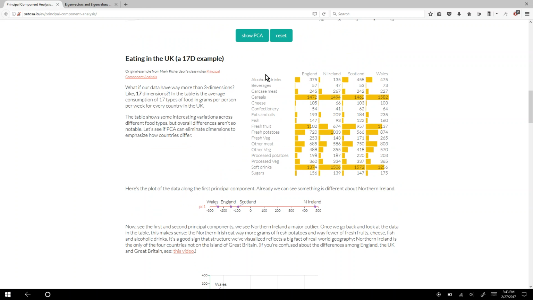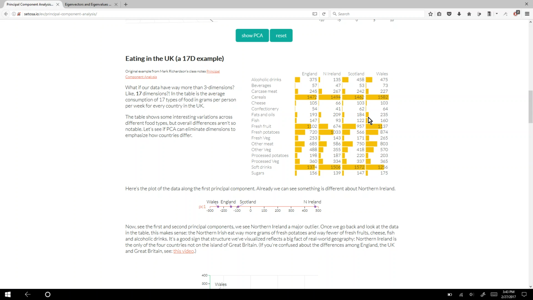We asked people in the UK about 17 things: how much alcohol do you drink, how many cereals or grains do you eat, how much cheese, how much fish do you eat, how much fresh fruit, how many potatoes do you eat, how many vegetables, stuff like this. And it turns out that when it comes to potatoes and fresh fruit, Northern Ireland is quite different from the others.